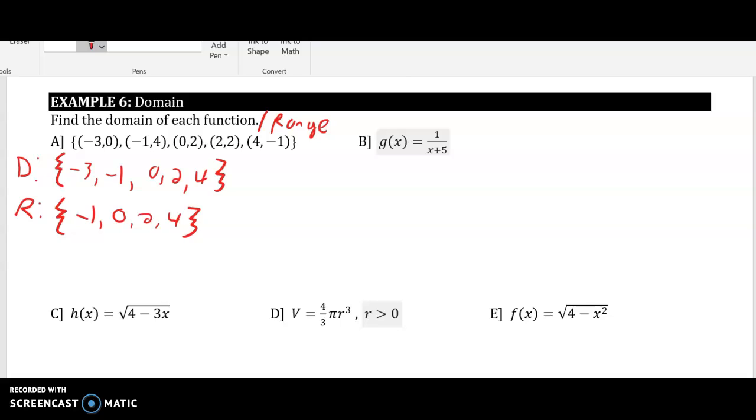This is a function because the x values, even though there are 2 2's for the range, the x values don't repeat. They don't violate the function. Okay? So now over here we got to find our domain.